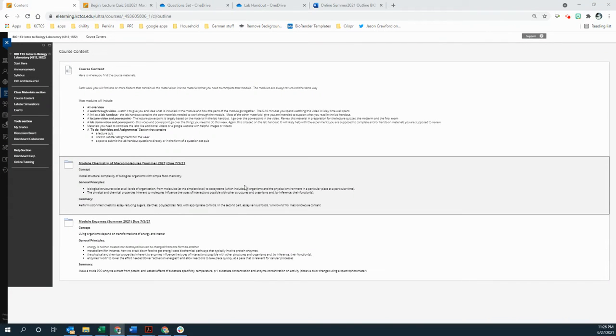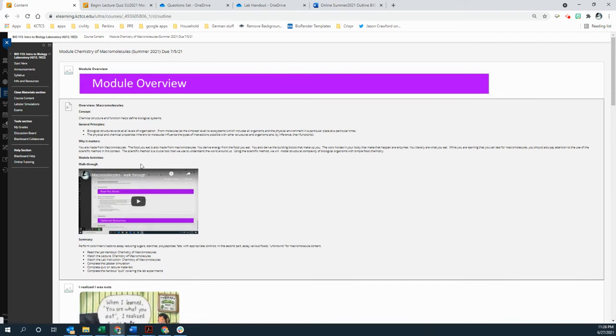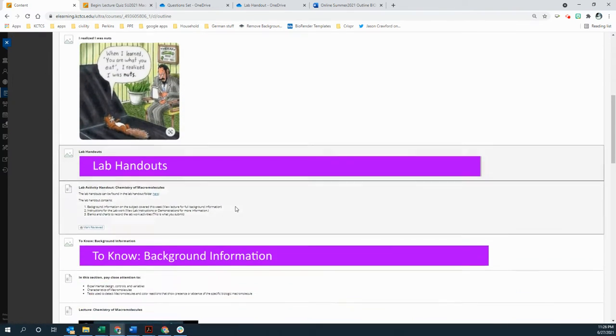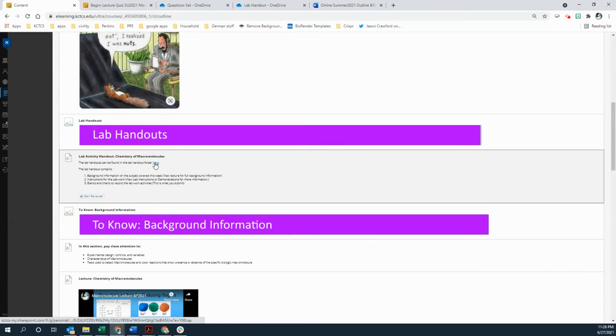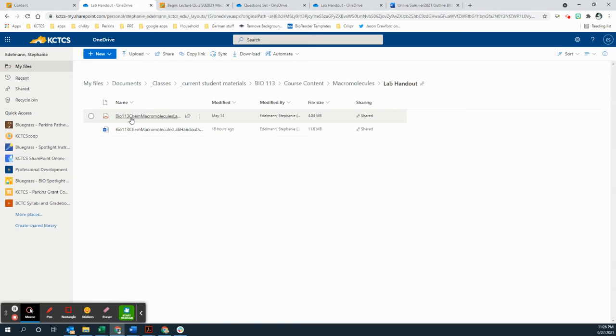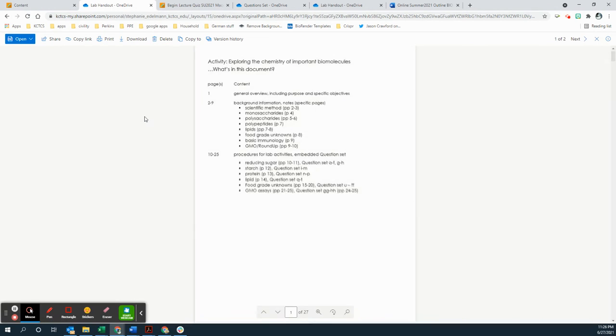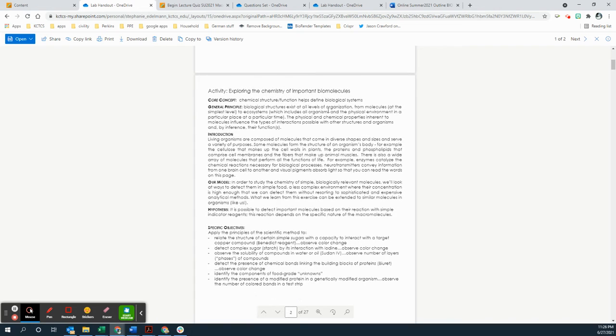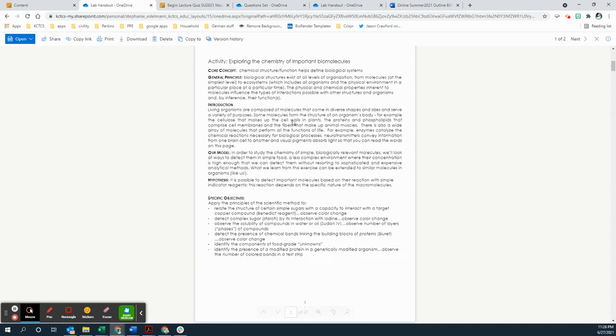Let's do the walkthrough for the macromolecules lab. So the macromolecules lab, you start out, the walkthrough is right here. The lab handout, and I'm going to click on it and open the lab handout real quick so you know what you're looking at. So the lab handout, they usually are structured kind of like that. The lab handout gives you background information.